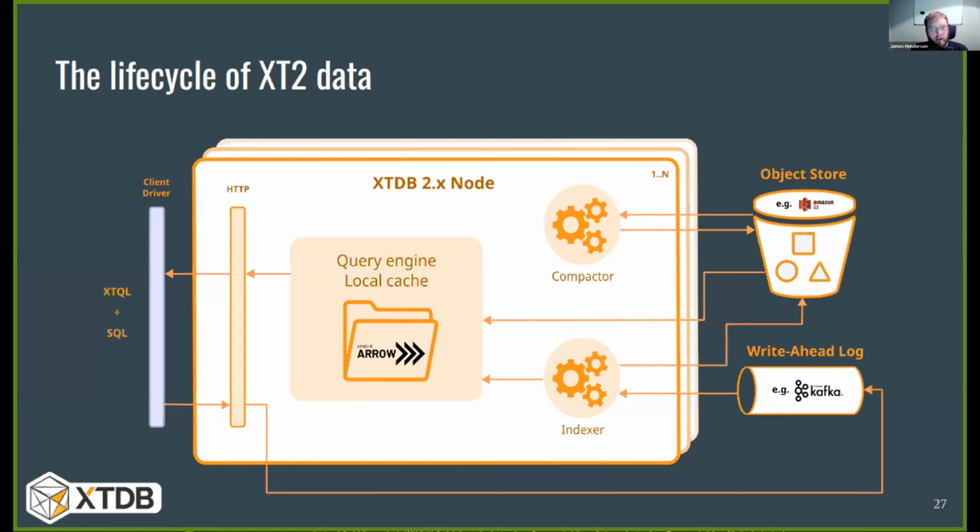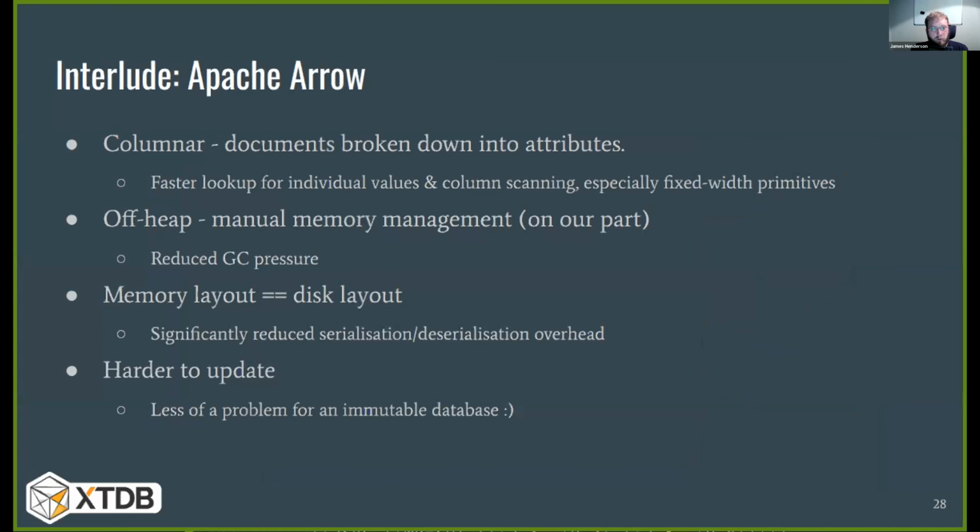I talked about Apache Arrow earlier, and I just want to take a brief detour and talk about why we've gone for Apache Arrow, or the benefits that it brings us. First of all, it's a columnar format, so all the documents are broken down into attributes. I'll defer you to Jeremy's webinar from the other week to talk a lot more about columnar, its benefits, and the wider ecosystem. But particularly here, the benefit that we see is the faster lookup for individual values and column scanning, especially when it comes to fixed width primitives.